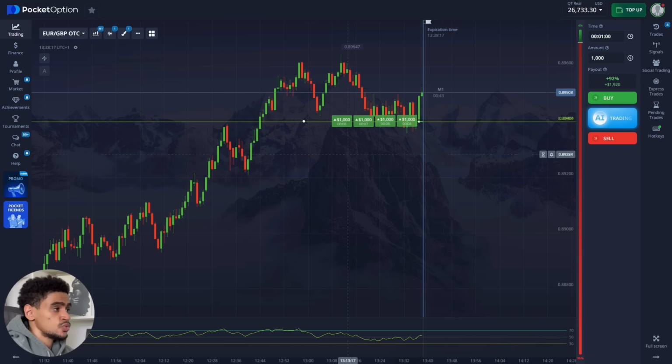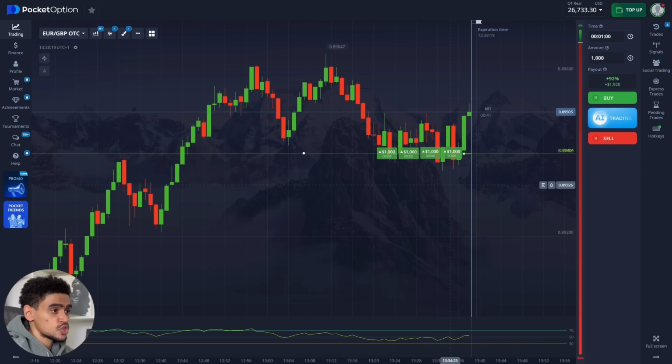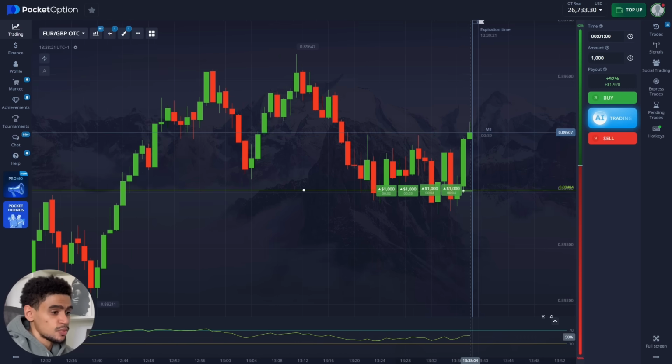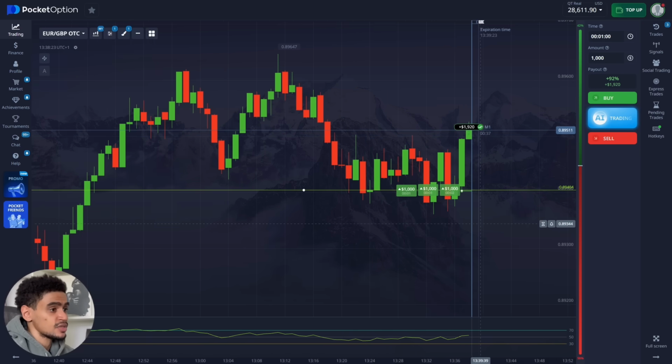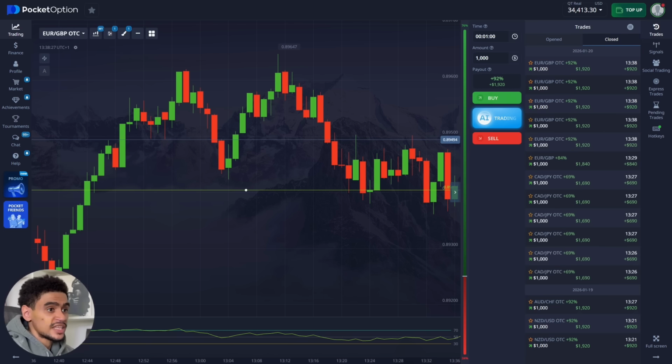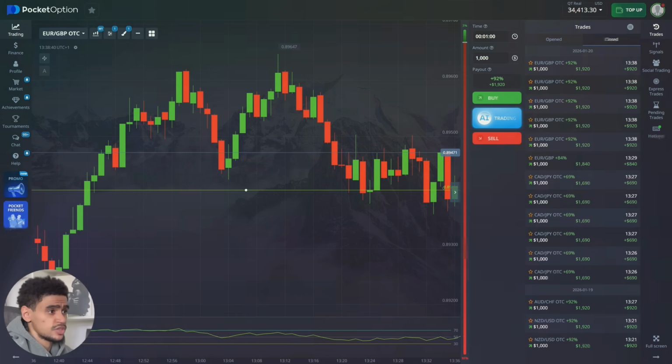Right here, I knew as well, I saw a level, so I placed my trade. RSI was breaching into the 50 level, so we got a nice trade again. And just like that, look at that. Look at the trading session that we got. We spent 12 minutes in the market and made over 10,000, or I think we made around $10,000 with this trading session.